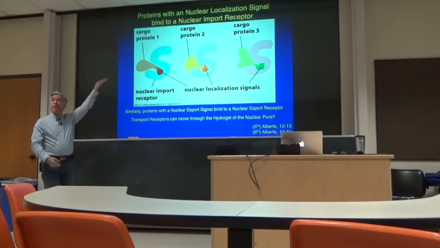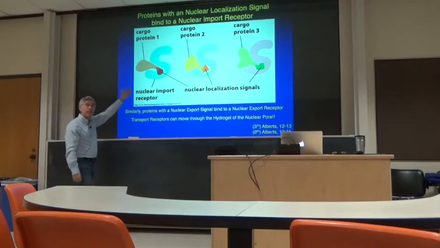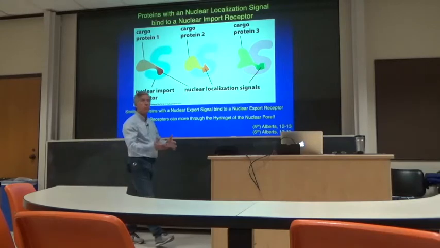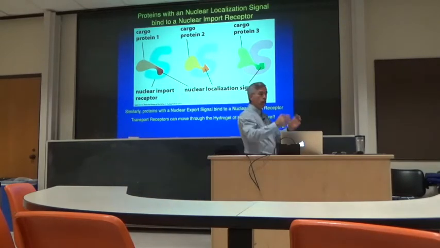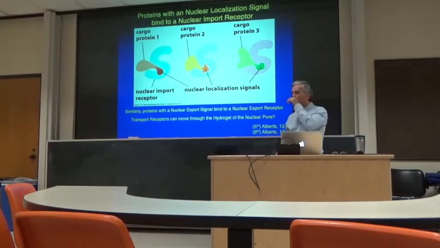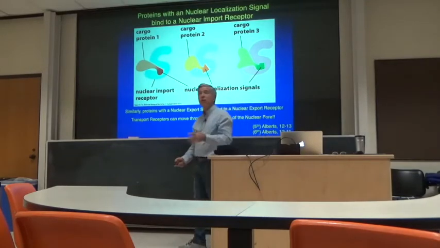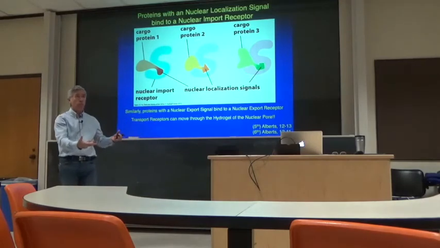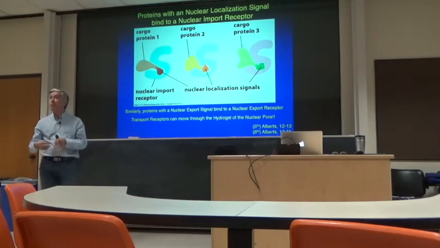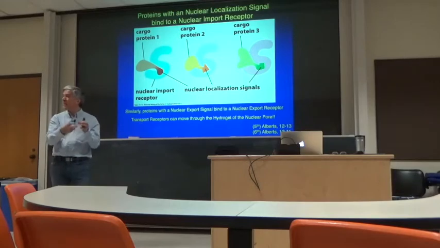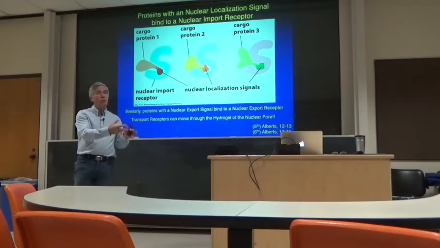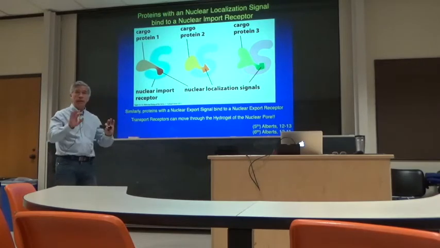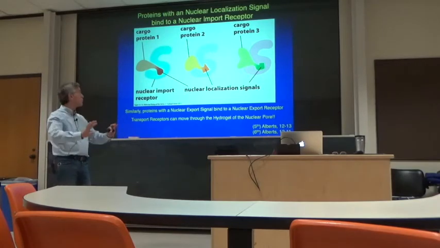But there are a variety of ones, and each of those different signals will be recognized by unique different receptors, receptors that are able to bind by non-covalent bonds to those amino acids in the signal. Some of them may be for import, some of them may be for export. So we're going to have nuclear import receptors, and we're going to have nuclear export receptors. They are different proteins from each other. Signals are separate, receptors are separate.